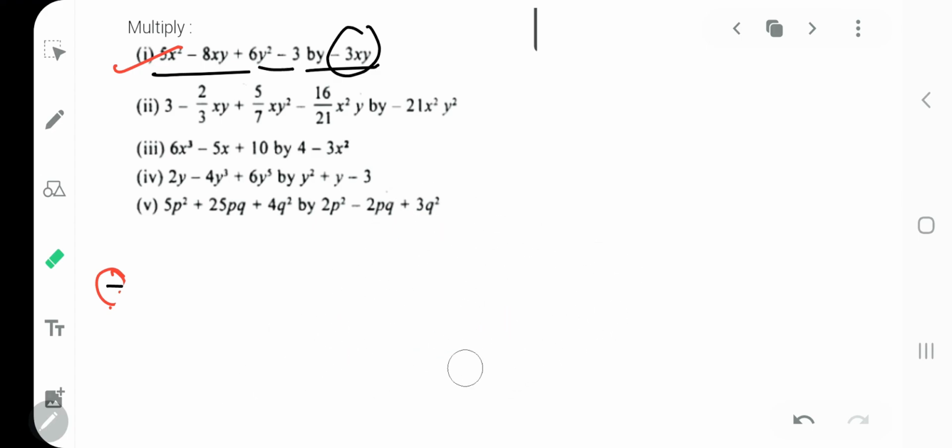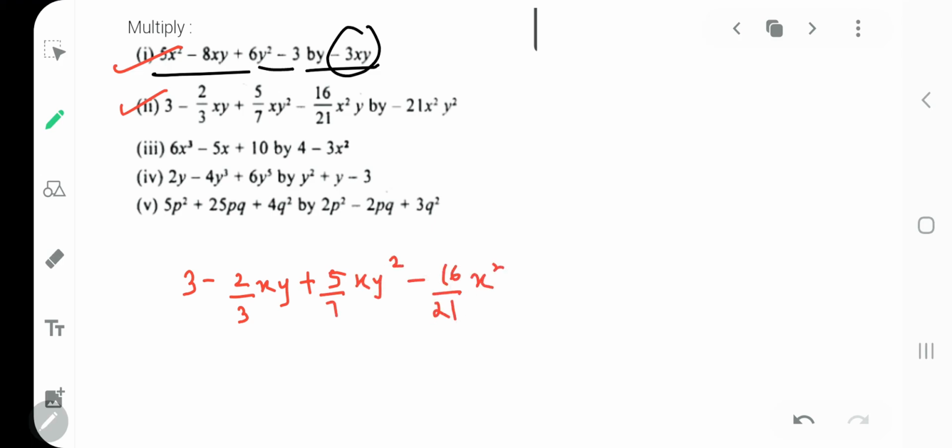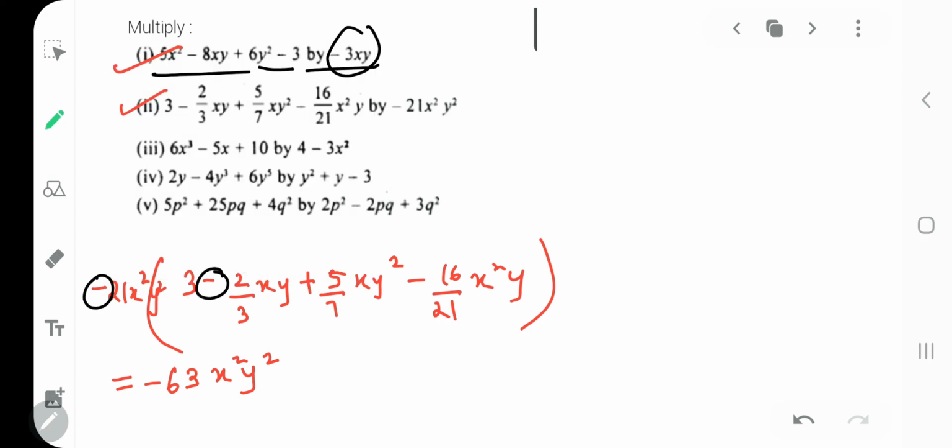Next I will do your problem number 2. That is 3 minus 2 upon 3 xy plus 5 upon 7 xy square minus 16 upon 21 x square y, and you have to multiply by 21 x square y square. Let's multiply 21 x square y square with 3 first, so that will be minus 63 x square y square. Now this sign of minus minus will become plus.